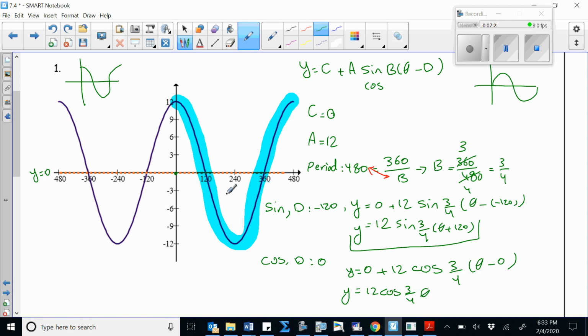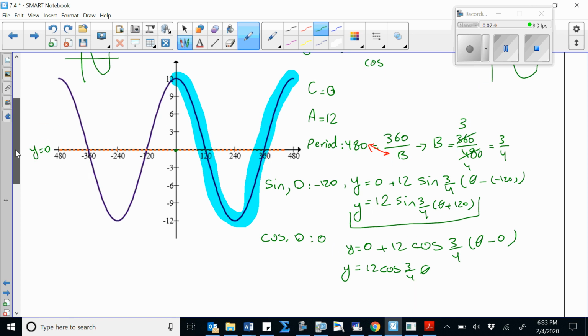So as you see, I was able to write two different functions for this graph. Basically, everything is the same, like the C value, A value, and B value. The only difference between them is the D value, and of course, the sine and cosine.